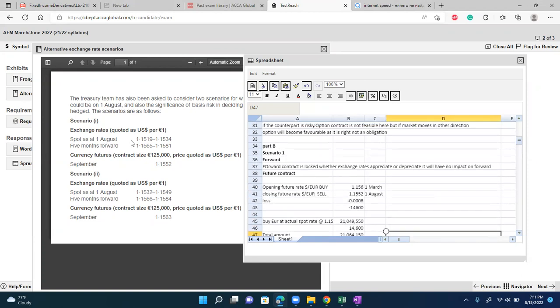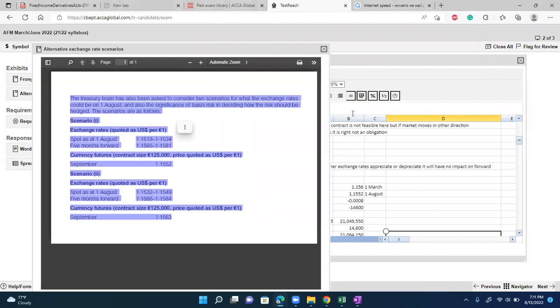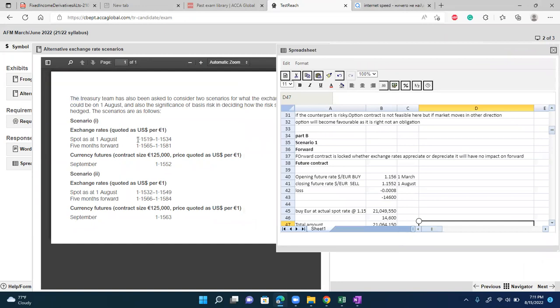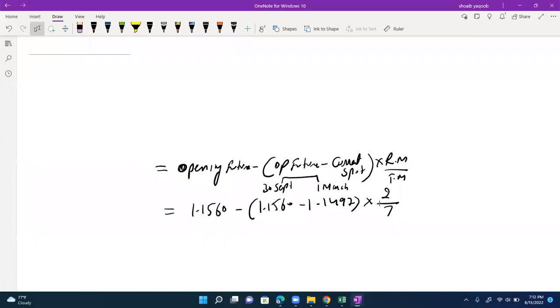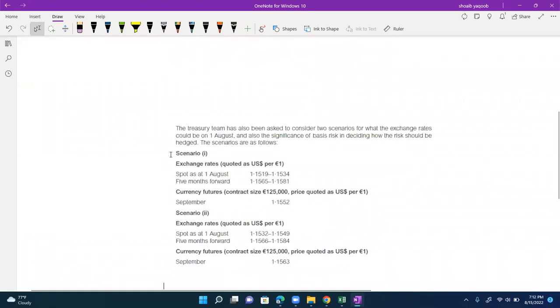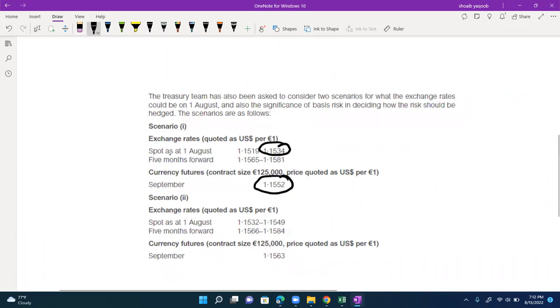So guys, scenario number 1 is given. If in August the spot rate moves to this point, are you listening, guys? Is the voice clear? Let me copy it. Scenario number 1 is: in August, the spot rate moved to 1.1534 and the currency future rate moved to 1.1552. So what will you do?